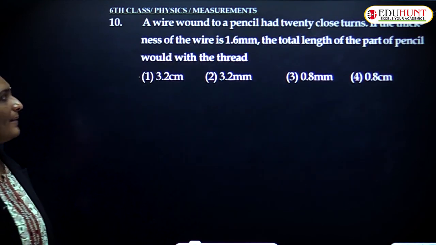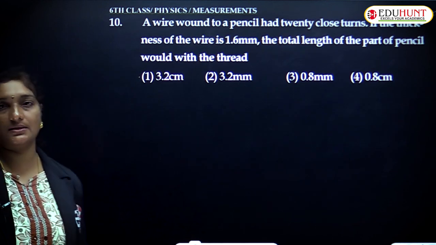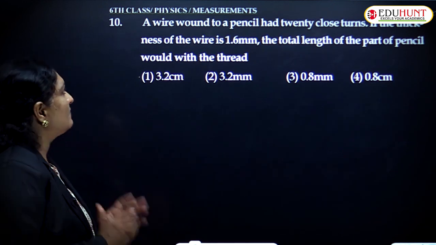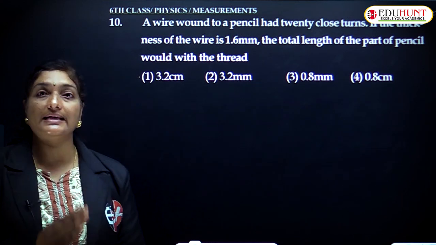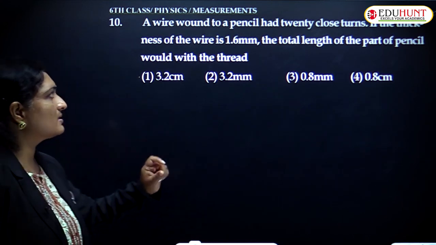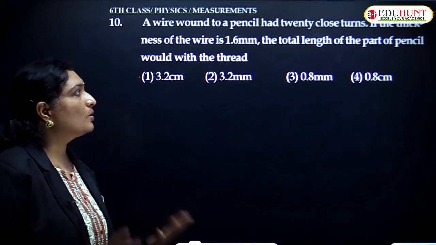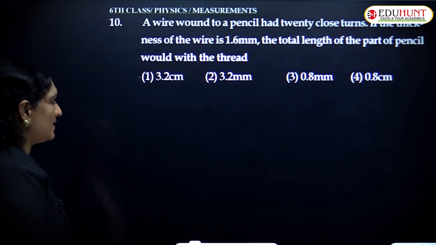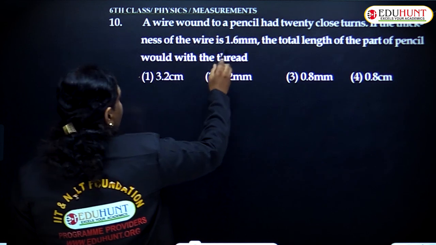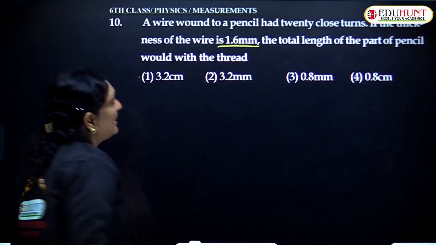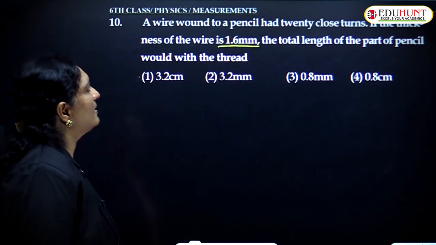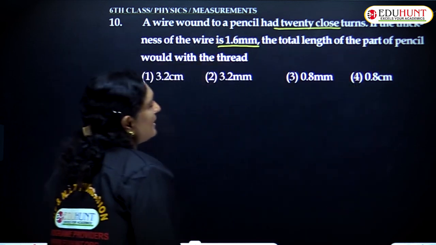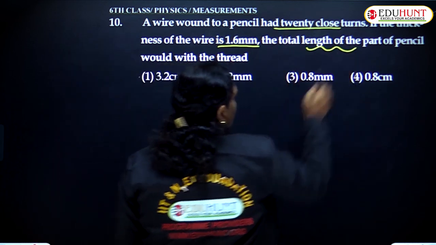A wire wound on a pencil had 20 closed turns. How many turns are there, children? 20 closed turns are there. If the thickness of the wire is 1.6 mm, the thickness of each wire is given as 1.6 mm. The total length of the part of the pencil would be... So clearly it was mentioned that the thickness of each wire is 1.6 mm, and 20 closed turns are there. You are asked to find the length.